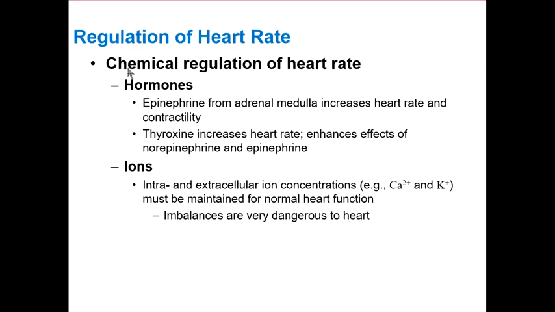Your heart rate can be affected by chemical regulation, notably hormones. We know that epinephrine is a hormone secreted by the adrenal medulla from chapter 16, and its effects will be like the sympathetic nervous system, which will increase heart rate. Thyroxine, the thyroid hormone, will also increase heart rate, and it enhances the effect of your sympathetic hormones. Of course, our ions, like calcium, will increase heart rate when they're in higher concentration. These ions must be kept at very specific concentrations, if not they can be very dangerous.